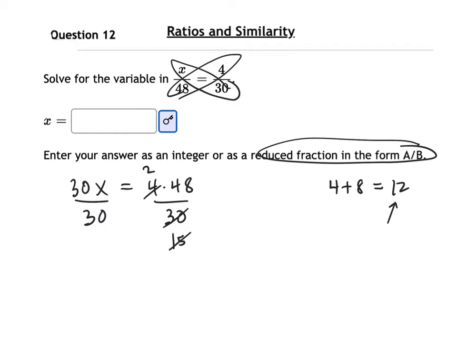These both divide by 3. I get 5 and I believe 16. Now 5 doesn't have any common factors with 2 or 16, so my answer is 2 times 16, which is 32 over 5.